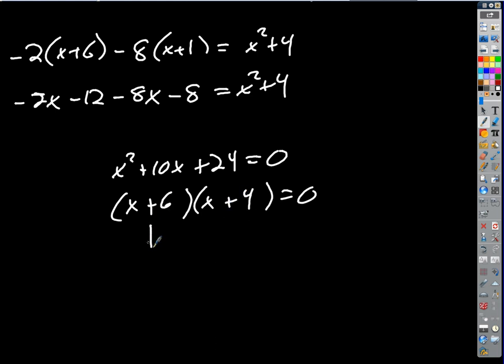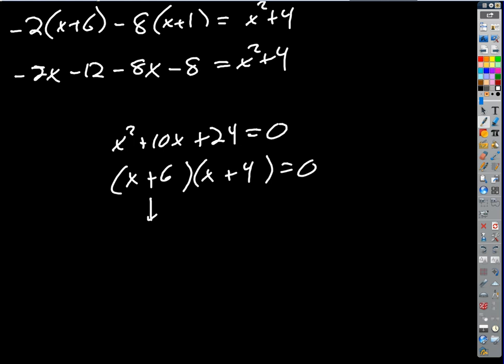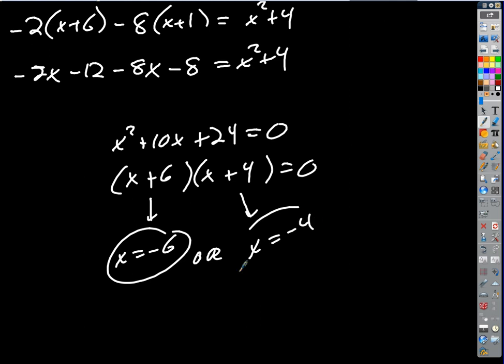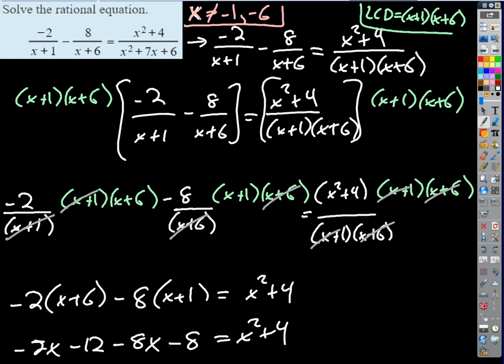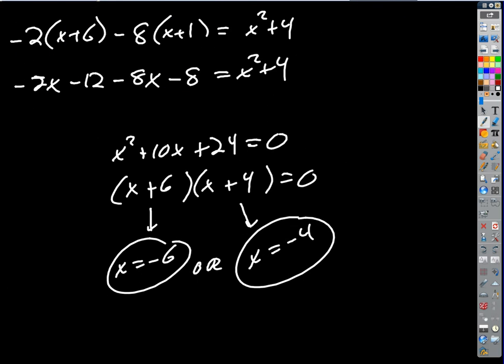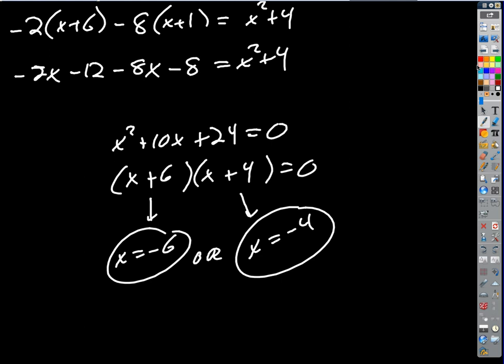So I get the solutions, either x equals -6 or x equals -4, but we better check and see if none of those have been excluded. And -6 has, right? Because -6 is an excluded value, we only get one solution, which is -4. Okay, make sense? Okay, question?